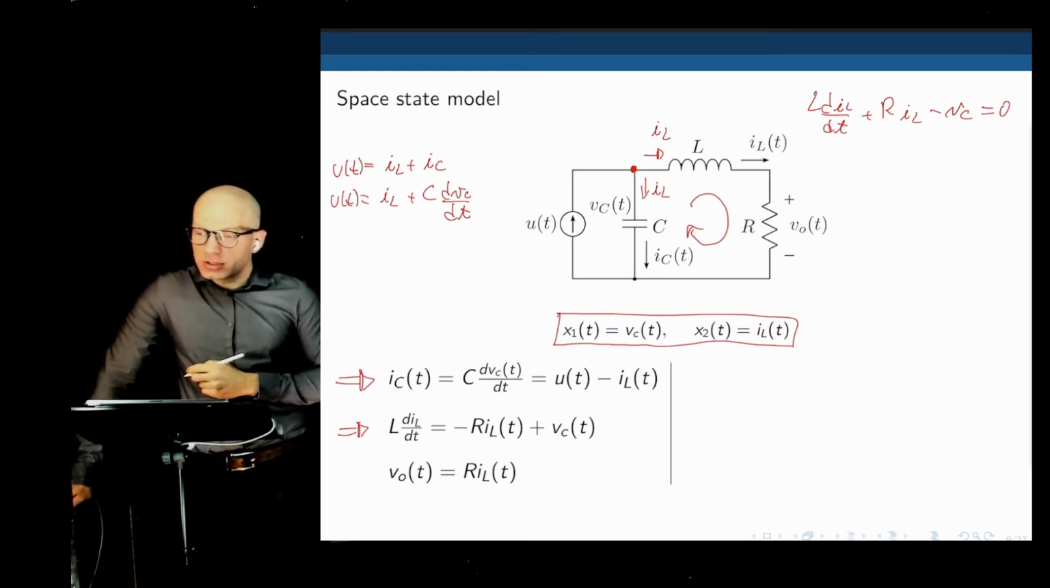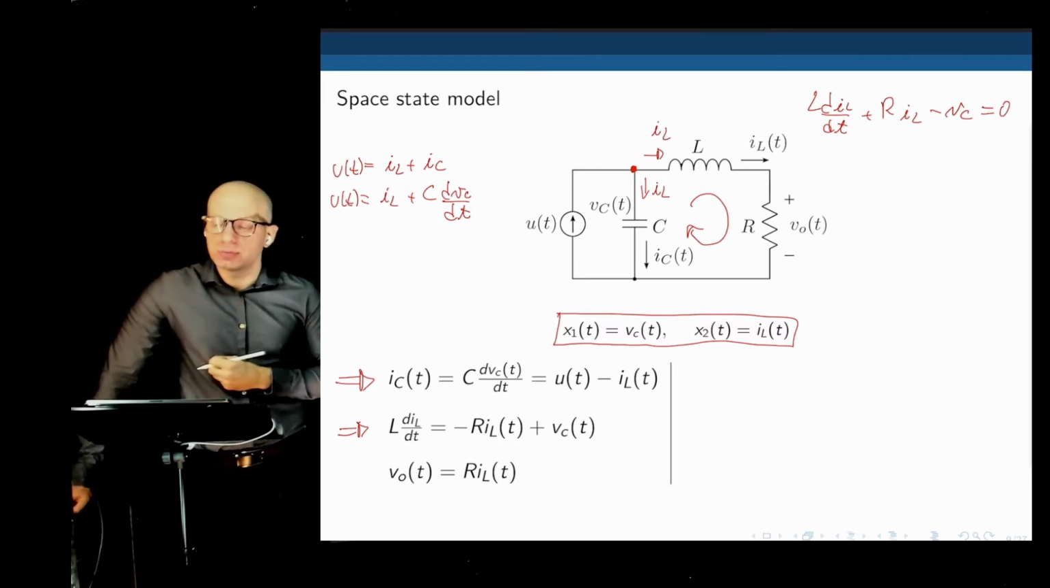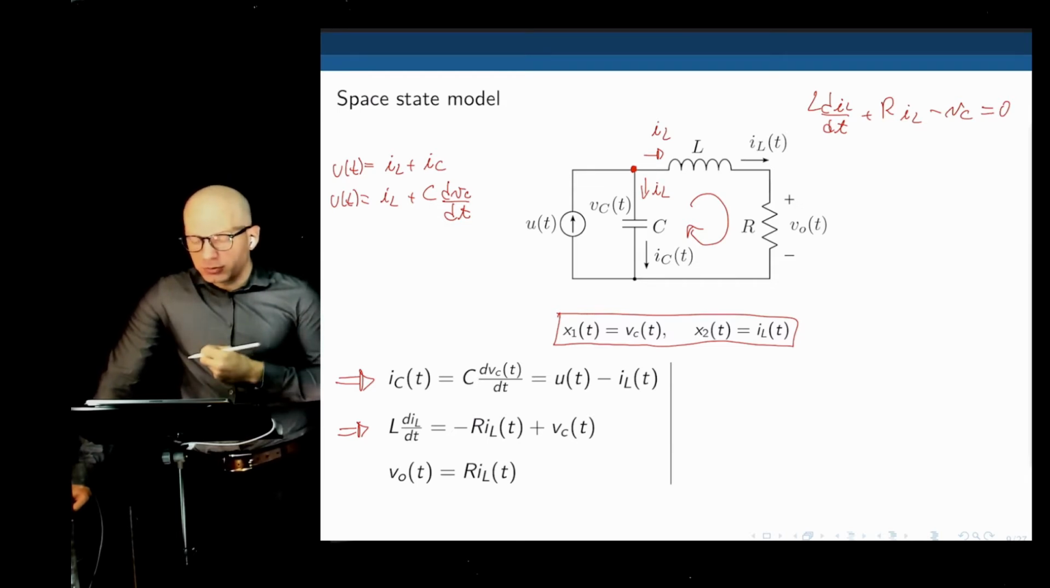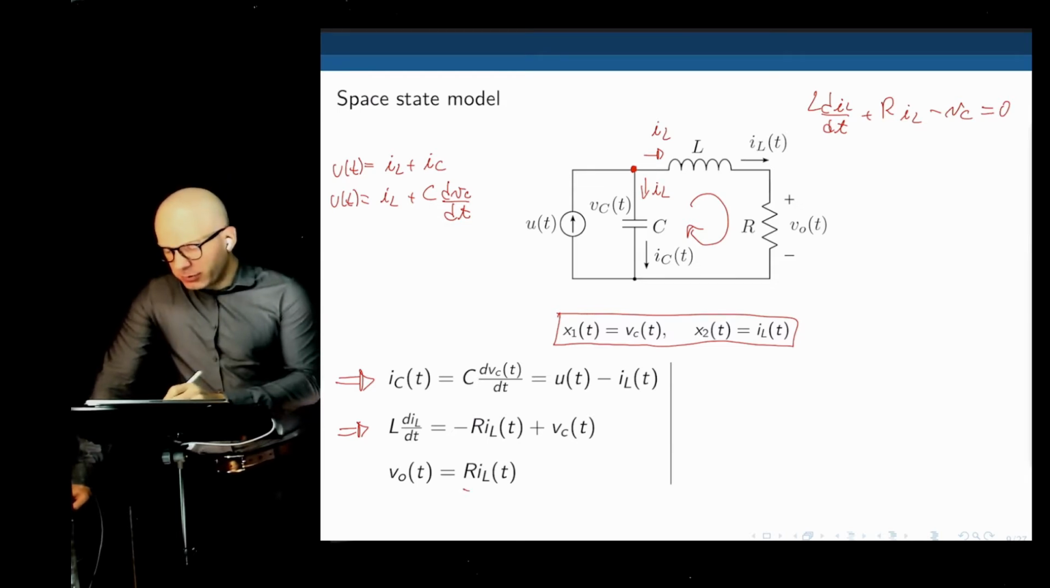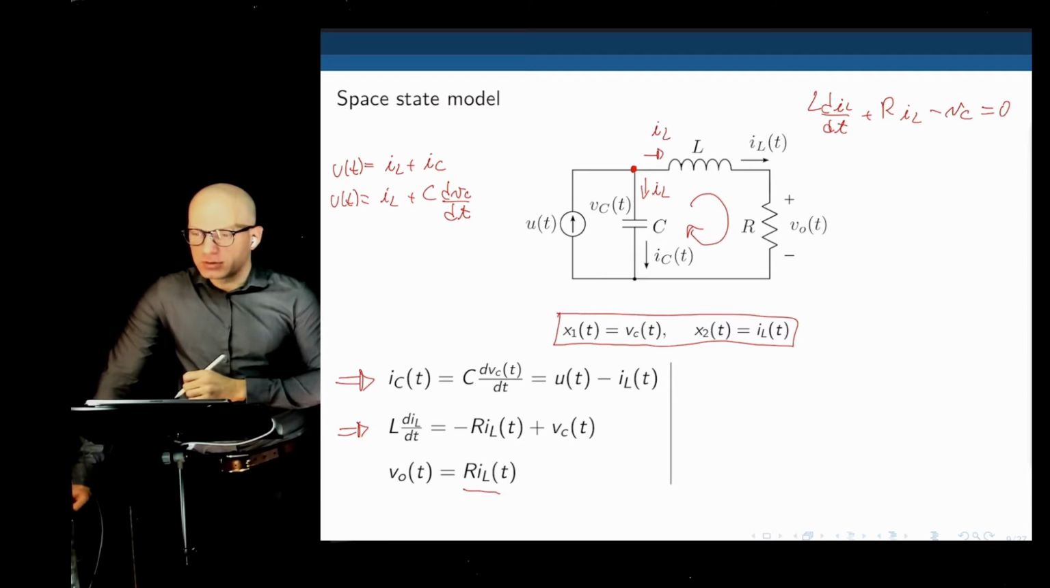And then the third equation is simply the output. Now we also want the output to be related to our states. The output is V0, which can be simply written as R times the current through the inductor, which is a state.